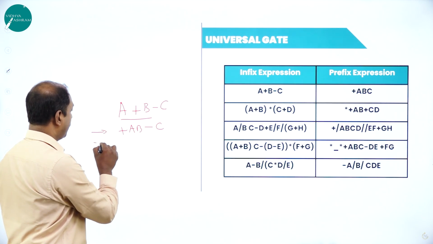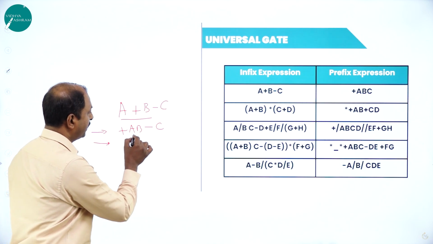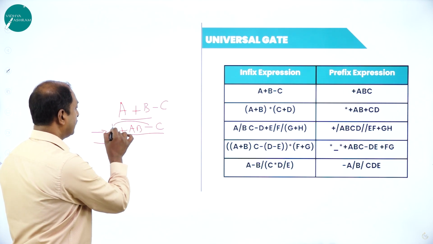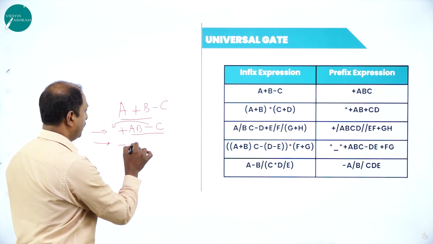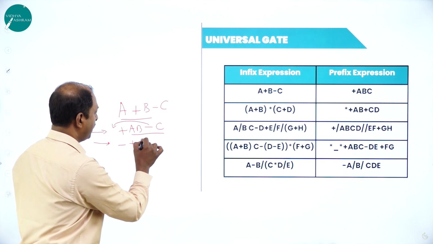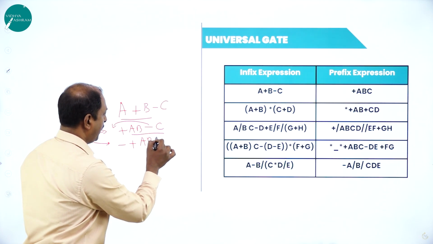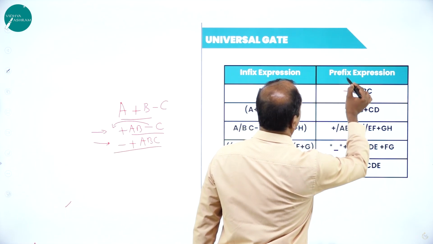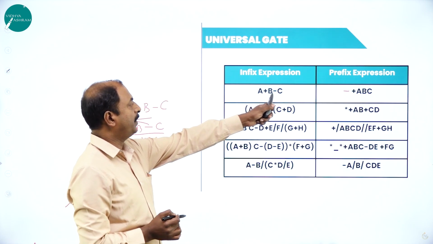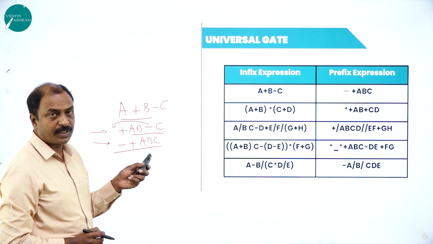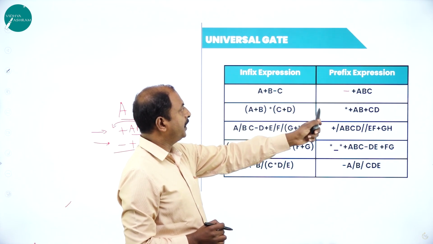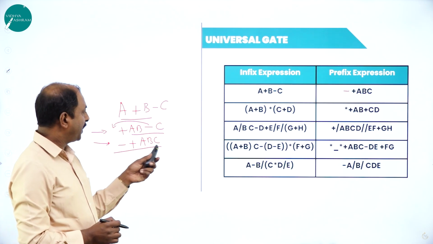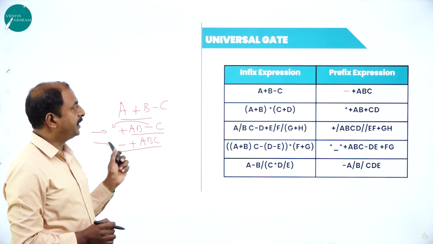In the next step, consider these two, then this operator comes to this position. So we can write it as minus plus A B and C. This is the prefix expression for the given infix expression A plus B minus C. So we have converted the given infix expression into prefix expression. The definition is, here the operator precedes the operands.